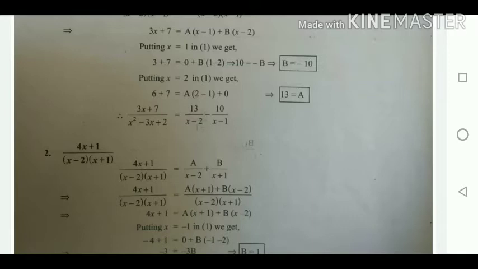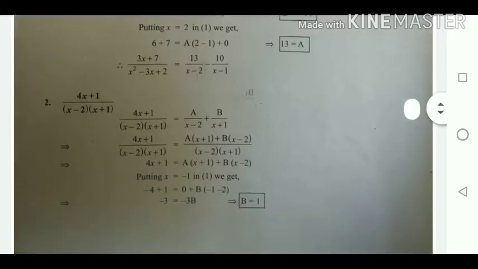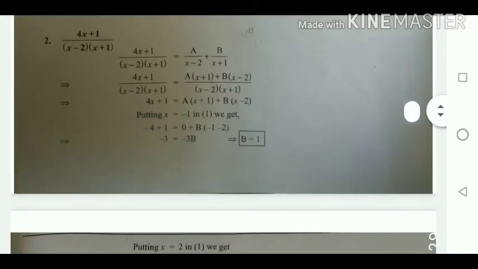Now substitute these values in place of a and b. We get (3x plus 7) divided by (x square minus 3x plus 2) equal to 13 by x minus 2 minus 10 by x minus 1. Now we are going to see the second sum.